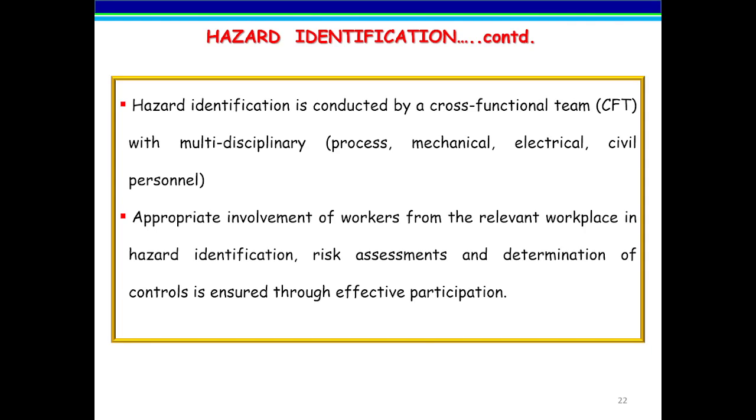Hazard identification is conducted by a cross-functional team with a multidisciplinary background. For example, process, mechanical, electrical, and civil personnel are involved in hazard identification. Appropriate involvement of workers from the relevant workplace in hazard identification, risk assessment, and determination of control is ensured through effective participation.